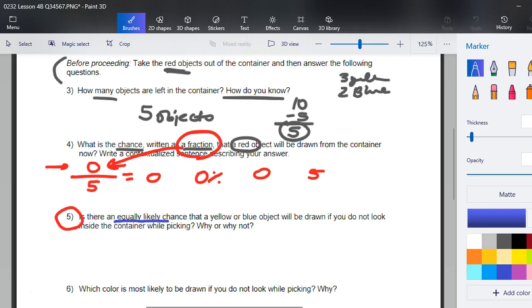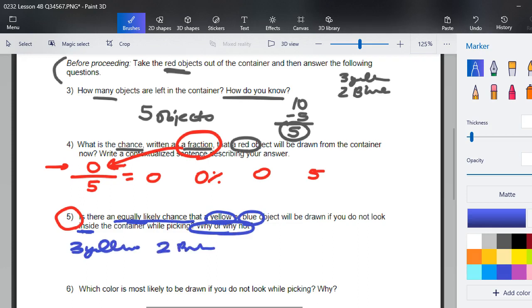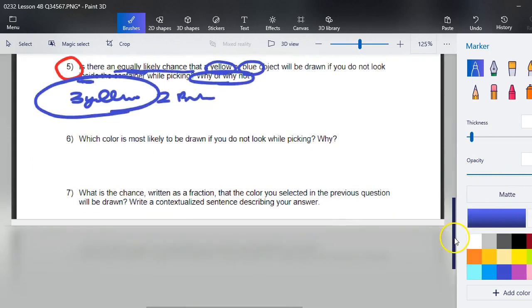Question 5 says, is there an equally likely chance? So if I stick my hand in that bag, do I have the same chance I'll grab a yellow or a blue, and it's an equally likely chance, as long as I'm not looking? Why or why not? Well, I have to go back up here and note that I have 3 yellow whatevers in the bag and 2 blues in the bag. So it's not an equally likely chance. There's a greater chance I'm going to draw yellow. So why or why not? There are more yellow objects in the bag. There is a greater chance that I will draw a yellow object instead of a blue one.